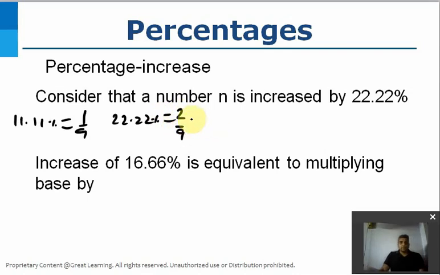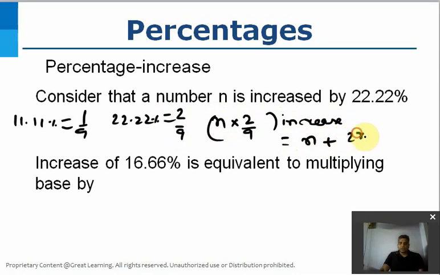So if a number is increased, suppose n is a number, I have to increase by 2 by 9. So 2 by 9 of n is the increase part. Increase over what? Increase over its original value. So it becomes n plus 2n by 9. And if I just simplify this, it becomes 11 by 9 into n. So it becomes n into 11 by 9 in case of increase of 22.22%.